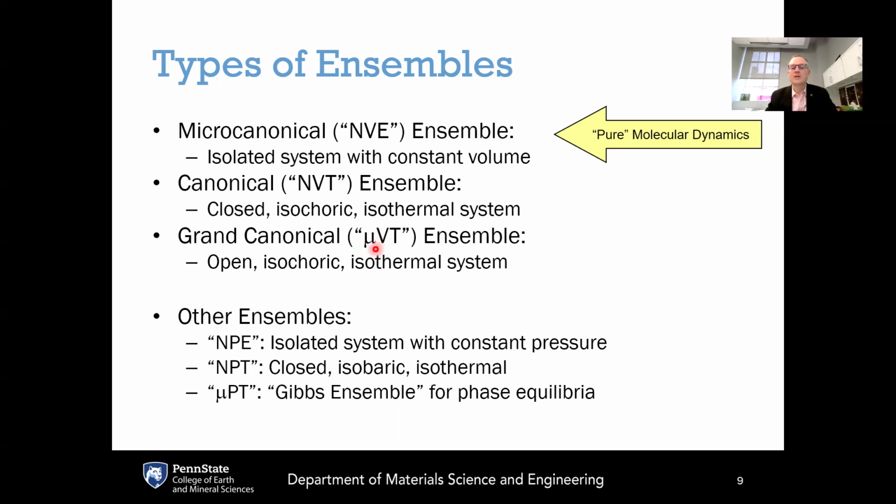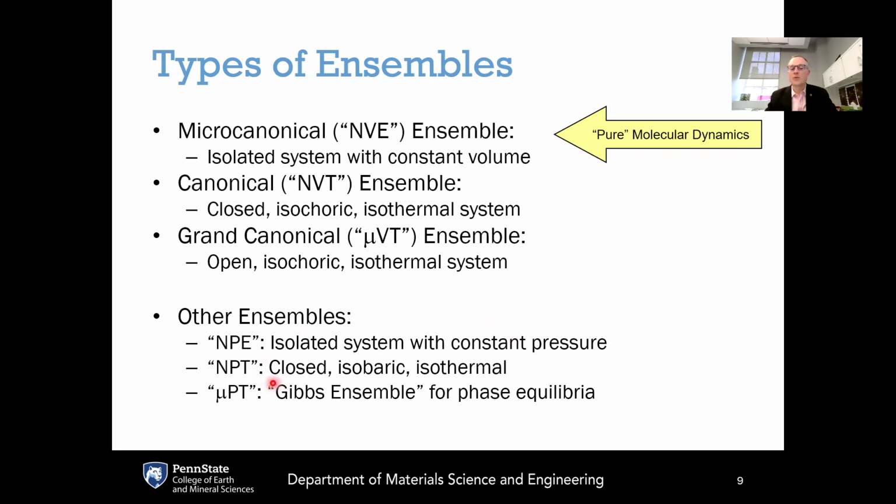Now, grand canonical simulations are usually done using Monte Carlo simulations, and I will explain how those are done in the next lecture and the next chapter in the book. Because with Monte Carlo, basically you can add atoms and subtract atoms from the system more readily. There are other ensembles that you could choose from. There is an NPE ensemble, which would be an isolated system with constant pressure. This would be a fairly rare thing to use.